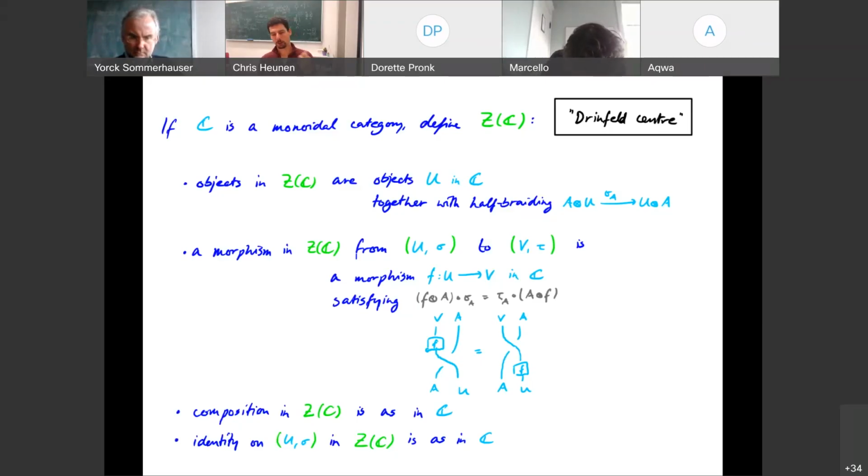Namely, if I take an object U in the old category with a half braiding, I need to build an identity map on there, and it's just the identity map in the old category. It will satisfy this turquoise picture over there if you take F to be an identity, because that was part of the axioms of a half braiding. And you can prove that this composition is associative and satisfies the unit laws. So if you start with a monoidal category C, an old one, I can make a new one, Z of C. That's at this point just a category that we'll call the center.